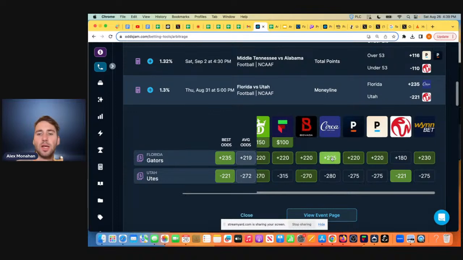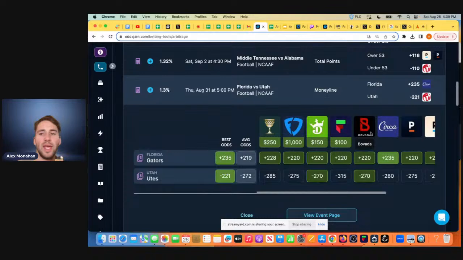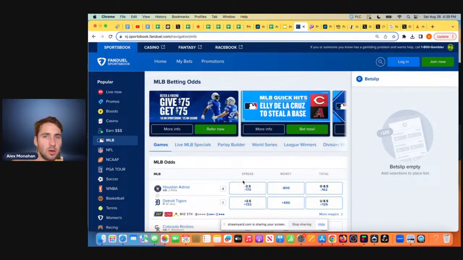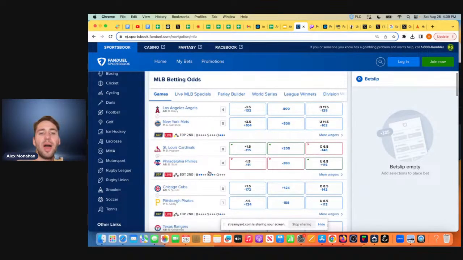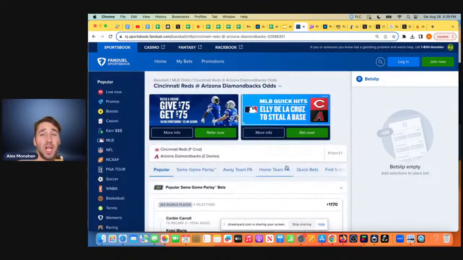But you can see Circa. So let's go through the math really quickly. Assuming, again, you're going to need both sportsbooks, you're going to need to be logged into your sportsbook accounts, Circa and Resorts World. And ideally, you know how to navigate these books quickly. All these books have tens of thousands of lines.